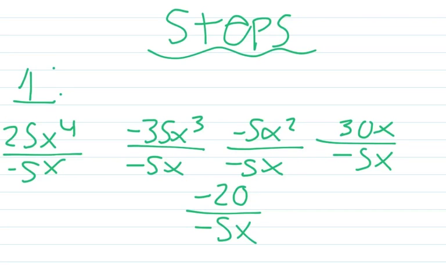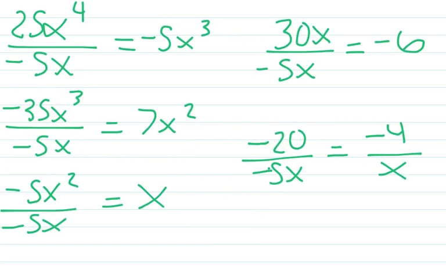So 25x to the fourth divided by negative 5x, minus 35x to the third divided by negative 5x, minus 5x squared divided by negative 5x, plus 30x divided by negative 5x, negative 20 divided by negative 5x. So 25x to the fourth divided by negative 5x gives you negative 5x cubed.